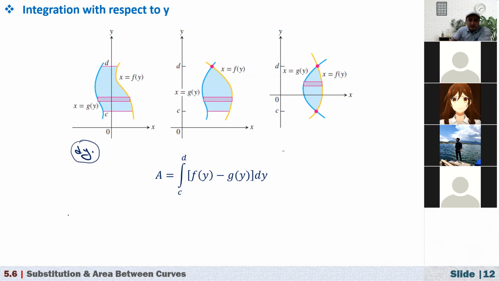And how about its length? Again, on a horizontal line, if you're given 2 points, let's say this one is x1 and this one is x2, how do you find the distance between them? If x2 is to the right of x1, the distance is x2 minus x1. That's why here we have f of y, which is to the right, minus g of y, dy.